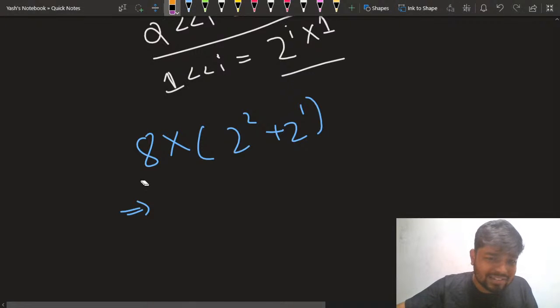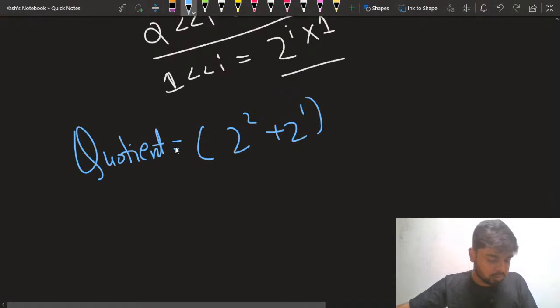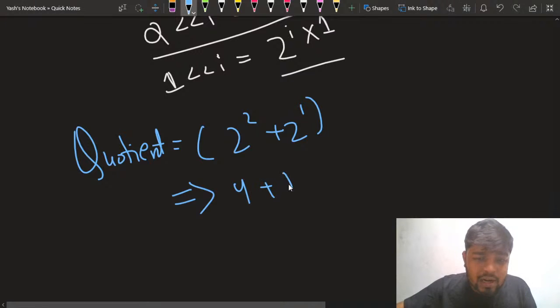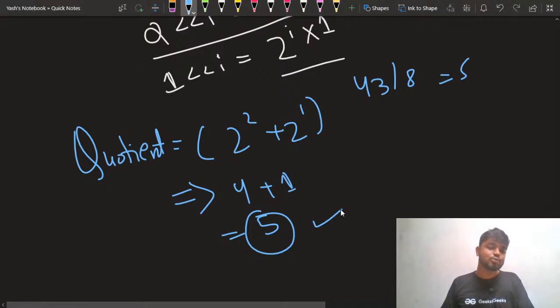So you do not need to consider 8 because you have already considered it, and you only focus on the quotient part. Since you are only focusing on the quotient part, what will it be? This will be nothing but 2 to the power 2, that is 4, plus 1, which gives me 5, right? 43 divided by 8 gives me a 5, and I am getting a 5 through this bitwise approach as well, right? We tried to represent our quotient in the form of binary, zeros and ones.